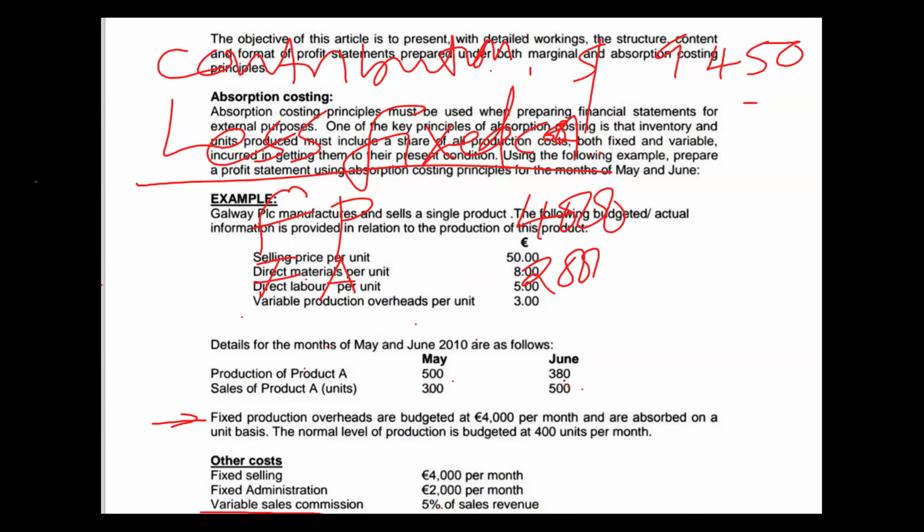It is 2,000. And then the fixed selling. Our fixed selling is what?